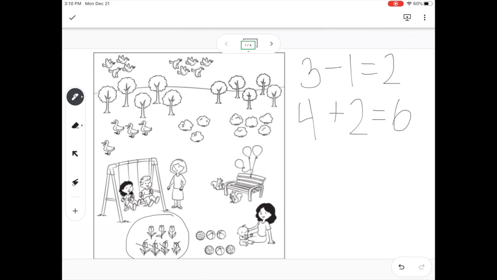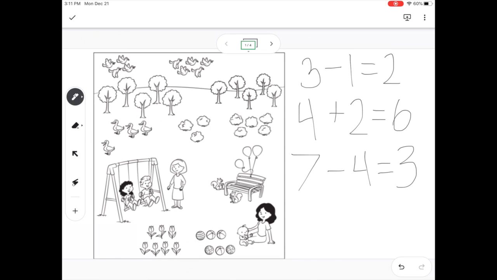So remember, there were 7 altogether, and then I took a couple away because I picked them. I wanted to bring them home with me. I picked 4. 7 flowers. I took away 4 flowers. How many were left? Do you remember? 3 flowers. Very good.